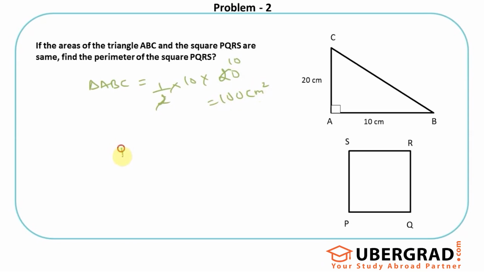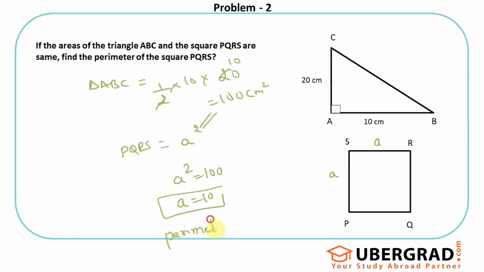What is the area of the square PQRS? If I take the side as A, it will be A square, right? And these two are equal. That is basically saying A square is equal to 100. So side has to be 10. Once I know each side is 10, what is the perimeter of the square? 4A, right? 4 times the side. So that is 4 into 10, which is 40. That's the answer. Super easy to solve these questions.